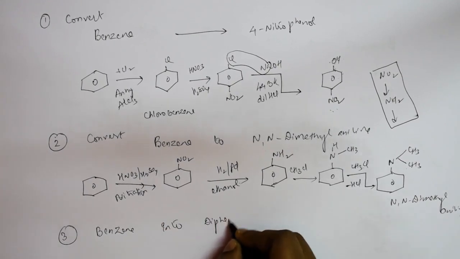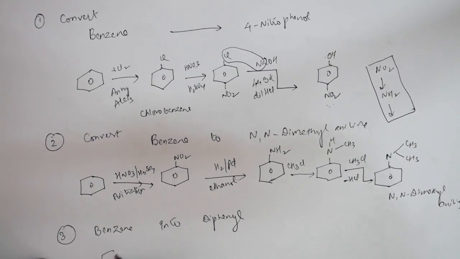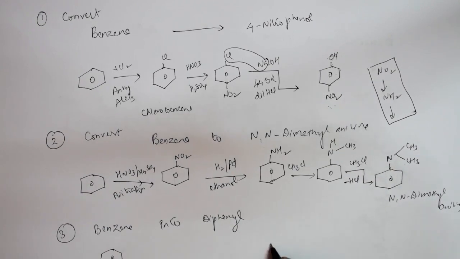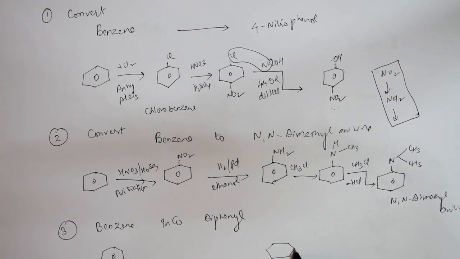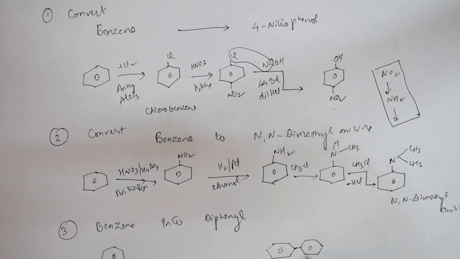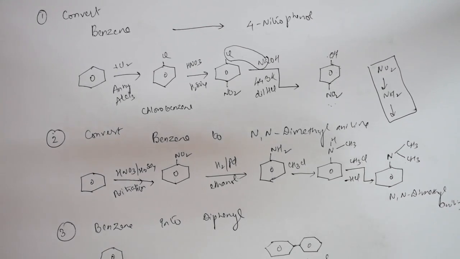diphenyl. Okay, I should know the formula basically. So how to write? They first write the structure. This is benzene. Now what did they give me? They've asked me to convert it into diphenyl. Diphenyl means two phenyl rings linked together. One phenyl ring here and one more phenyl ring here, both. So this is diphenyl. How will I write this? Now what is extra? This benzene, there is one more ring, means one more benzene ring attached.